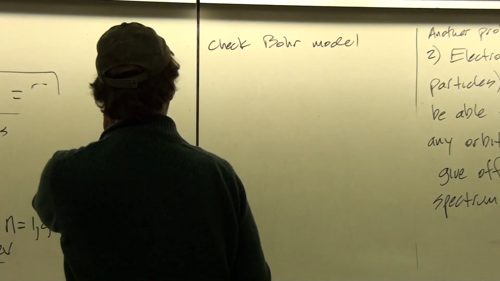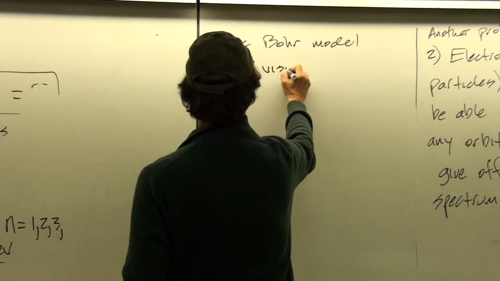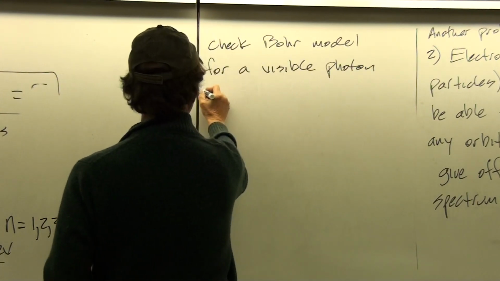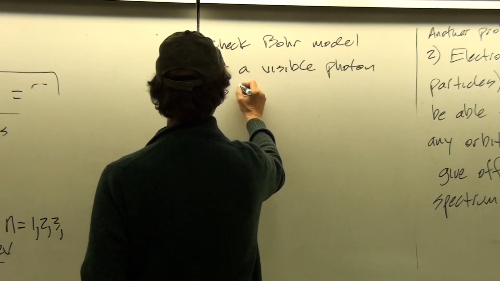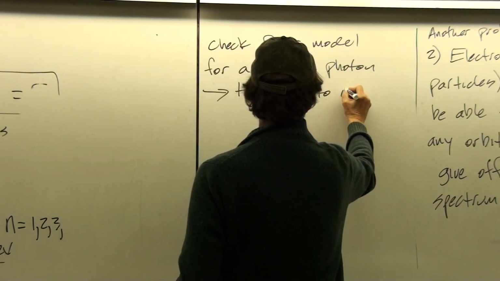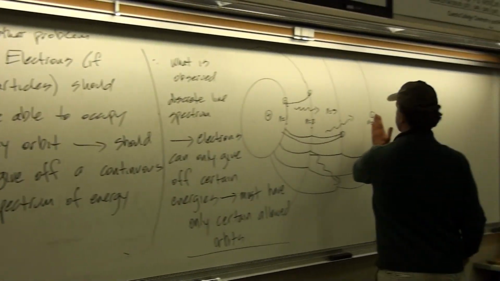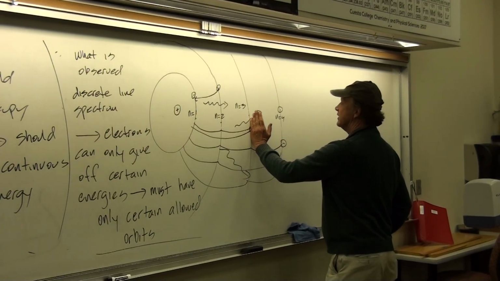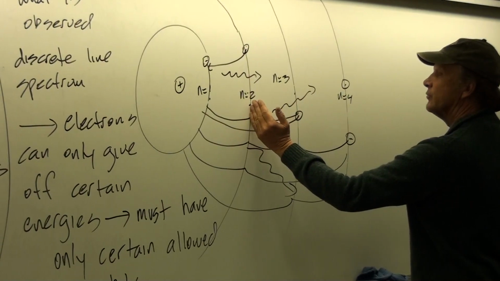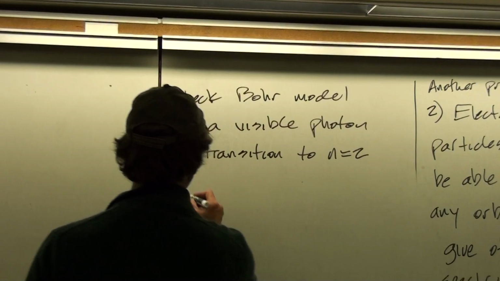So let's check the Bohr model for a visible photon. This would be a transition to n equals 2, it turns out, and not n equals 1. In other words, to get visible photons, it's called the Balmer series, we need a transition from n equals 4 to n equals 2, or from n equals 3 to n equals 2. Let's try the lowest possible energy transition.